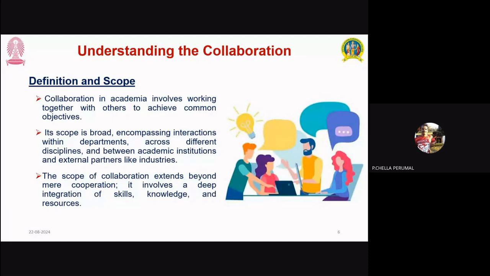The scope of collaboration extends beyond mere cooperation. It involves a deep integration of skills, knowledge, and resources. For example, research collaboration might mean jointly designing experiments, sharing data, and co-authoring papers. In teaching, it could involve co-developing curricula or team teaching courses. Next slide.